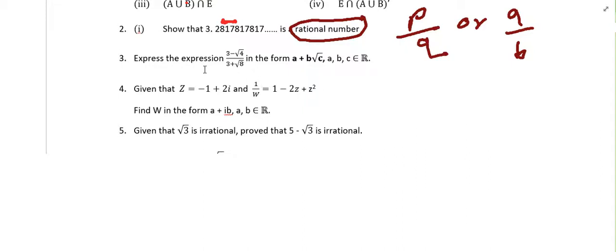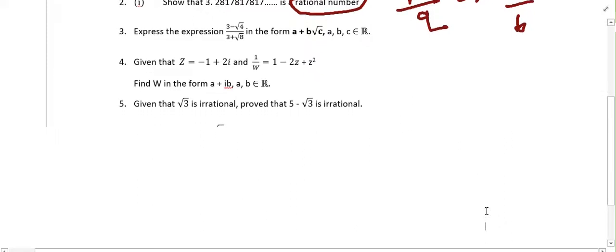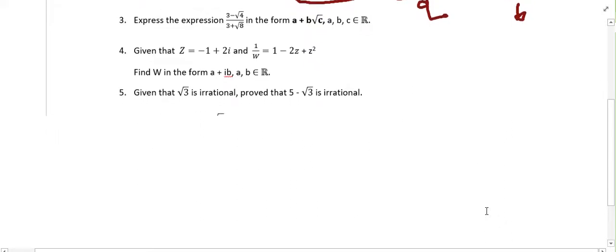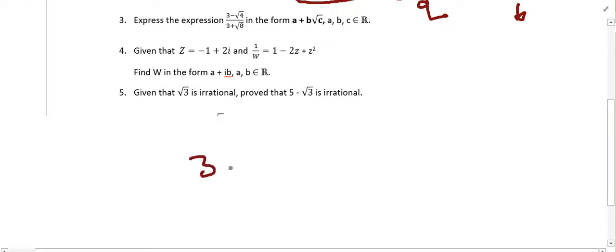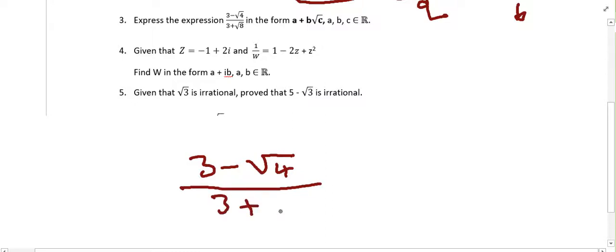All right, so the next one is to express that in the form of that. So this is just simply asking you to find the conjugates. Okay, so to find the conjugates, let me quickly solve it in an easy and nice way. So you have 3 minus square root 4 over 3 plus square root 8.